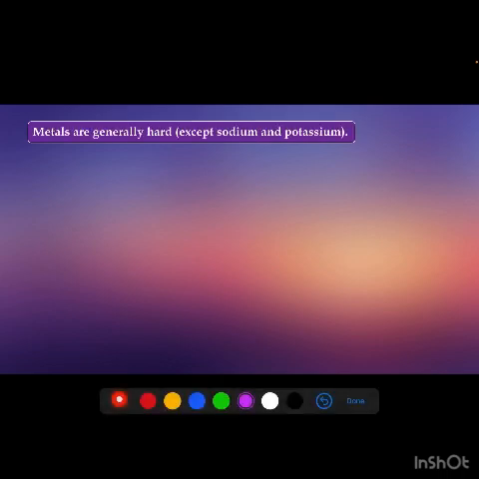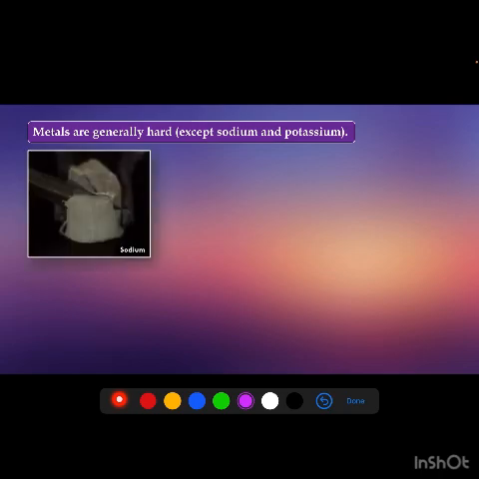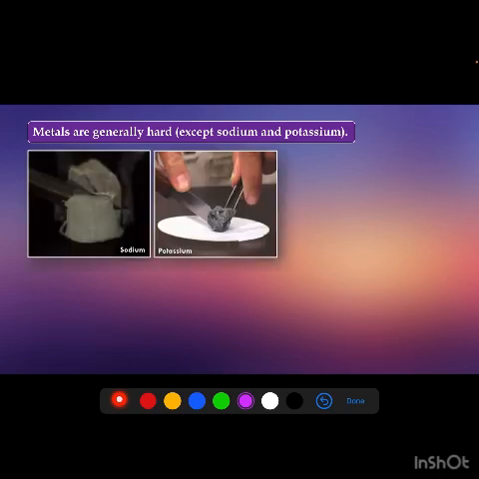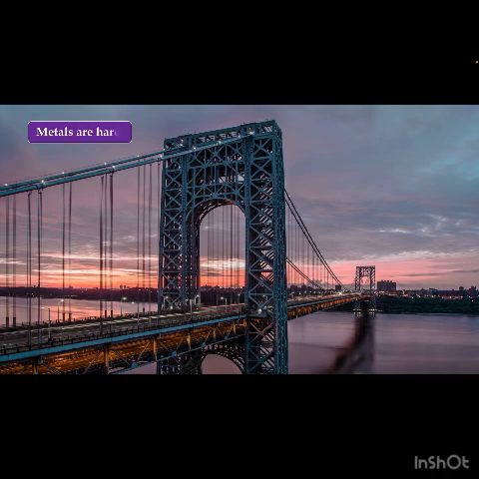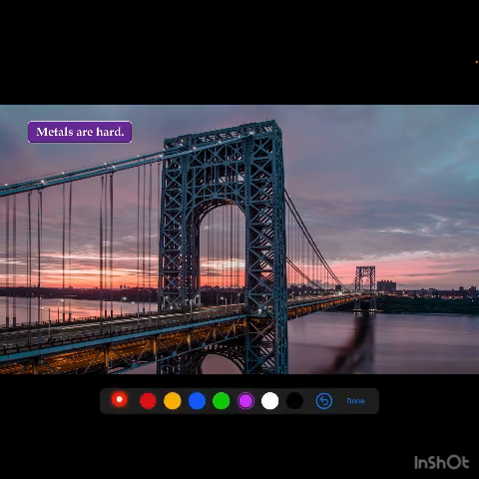Next, metals are generally hard except sodium and potassium. Sodium and potassium are very soft metals. Most of the metals are very hard except these two, because you can cut sodium and potassium with a knife also. That means you can just imagine how soft they are. Next, metals are hard. You know that all the bricks are made up of metals. So from here only we can imagine how hard metal is.